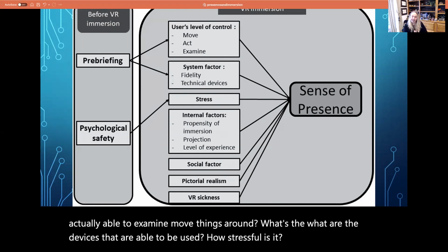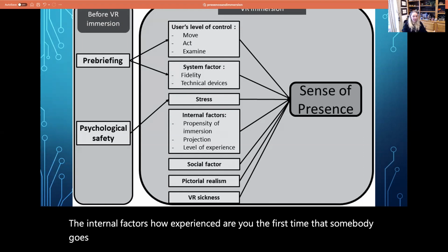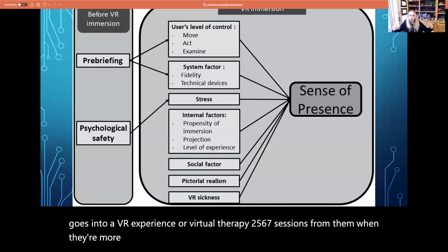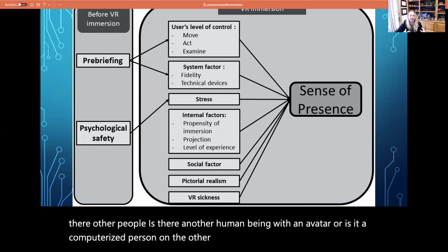The internal factors. How experienced are they? The first time that somebody goes into a VR experience or virtual therapy, versus 5, 6, 7 sessions from then, when they're more used to it. Are there social environments around them? Are there other people? Is there another human being with an avatar, or is it a computerized person on the other end? Right? I mean, what is happening?